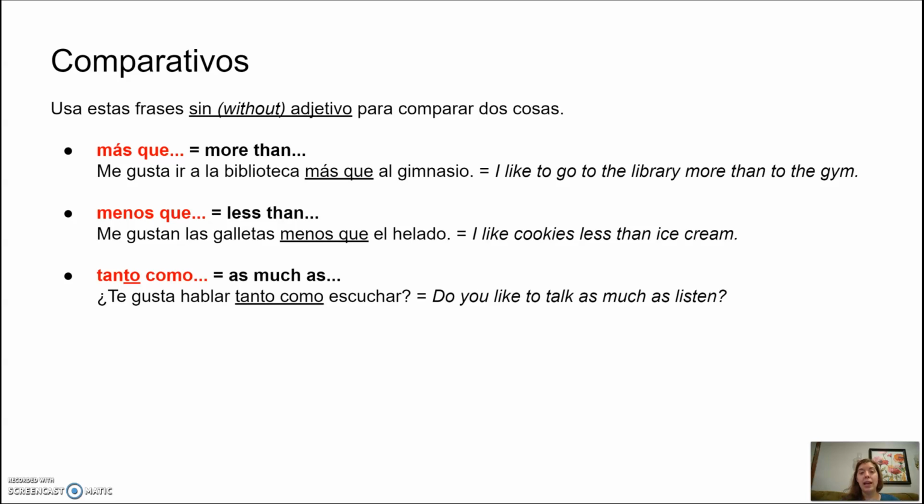Continuamos con la frase tanto como. So this looks a little bit like tan como that we did on the first page, but here the word is tanto como. So when we put them in a row, we don't say tan como, we say tanto como. If you put an adjective in the middle, then you'll use tan and como. ¿Te gusta hablar tanto como escuchar? Tanto como significa as much as. Do you like to talk as much as listen?